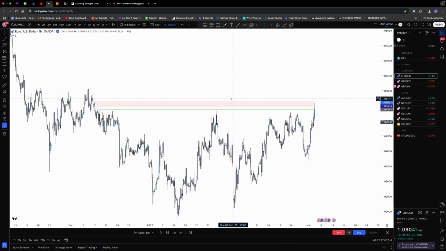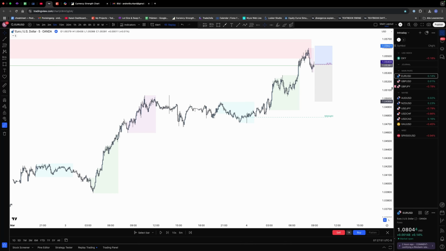So this was a very confluent trade here. And just the high time frame context was so nice. We were so high up. We swept a ton of liquidity on the high time frame, and we are in the 4-hour demand or OB. So that was really, really nice.